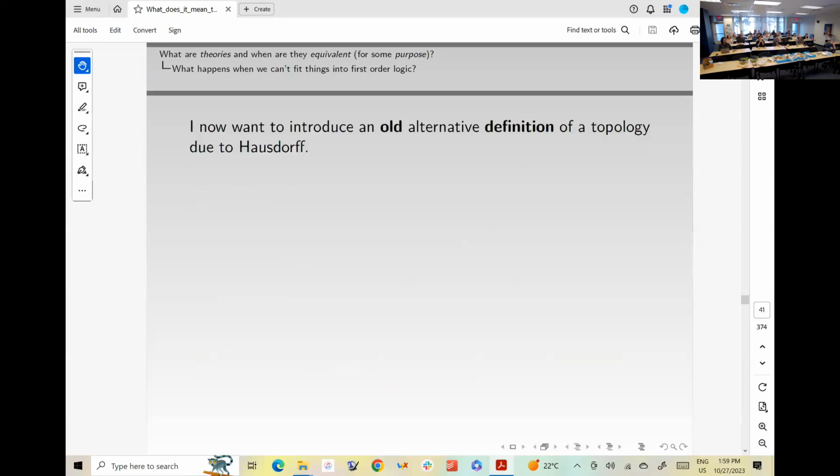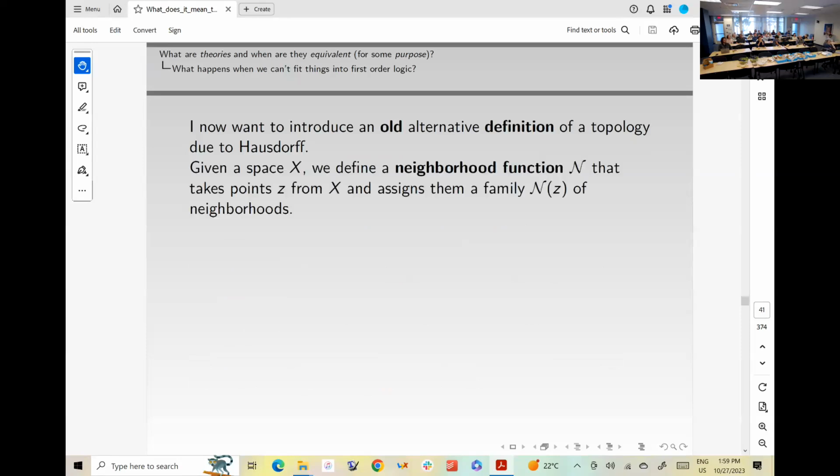Now to make a bit of a comparison, I want to introduce an old definition of topology due to Felix Hausdorff. So this time we're going to do it slightly differently. We start with X and we describe how a neighborhood function works. It's going to be this thing N. And what does it do? It takes points from X, so elements of this thing, and returns the neighborhoods.